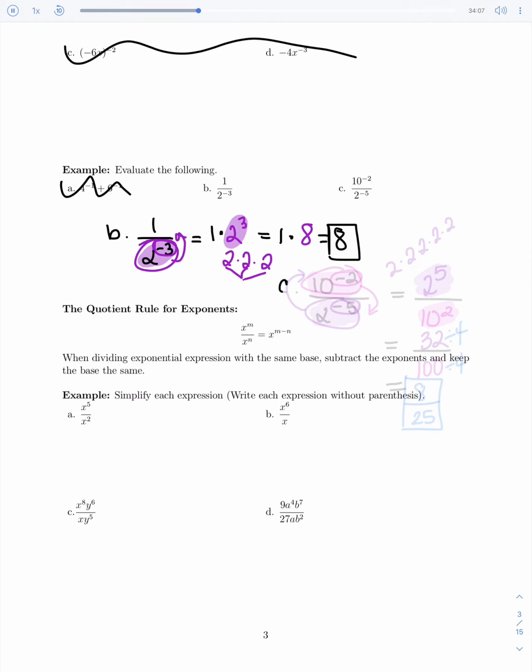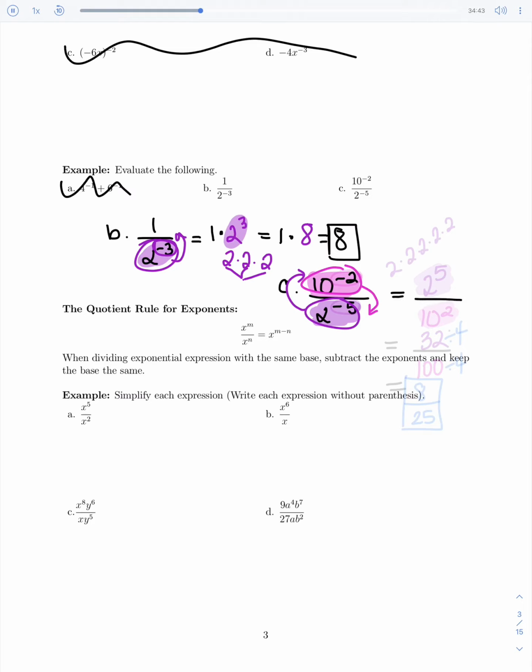Moving along, let's take a look at C. On C, we've got 10 to the negative second and 2 to the negative fifth. Now we have two different negative exponents, but one's on top and one's on the bottom. So the negative exponent that's on the top, to make it positive, we're going to move it down to the bottom. And the one that's on the bottom, the 2 to the negative fifth, to make its exponent positive, we're going to move it to the top.